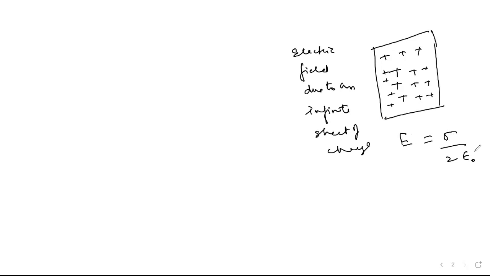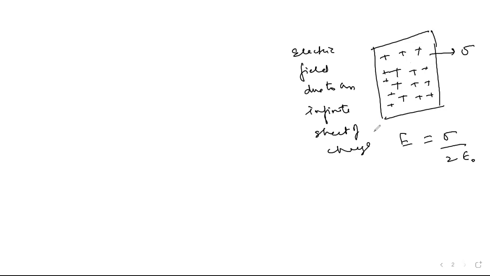This is the expression for the electric field due to an infinite sheet of charge, where sigma is the surface charge density in the sheet and epsilon naught is the permittivity of free space, and we are assuming the sheet is placed in vacuum. Electric field is outward, perpendicular to the sheet if the surface charge density is positive, it will be inward, perpendicular to the sheet if the surface charge density is negative.